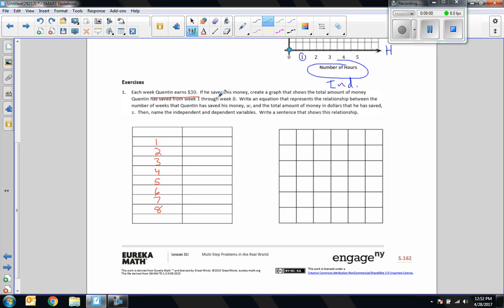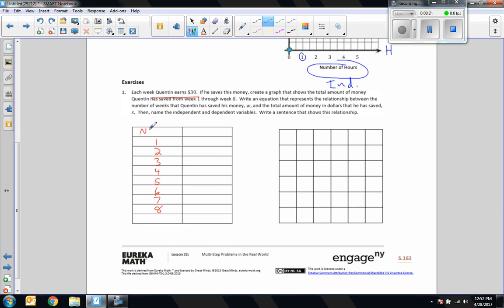Did I do that right? 1 through 8. I'm not sure why they gave me so many lines, because I think they only want to go up to 8. 1, 2, 3, 4, 5, 6, 7, 8. I guess this is not necessary. Their title goes in the first one. And so each week Quentin earns $30.